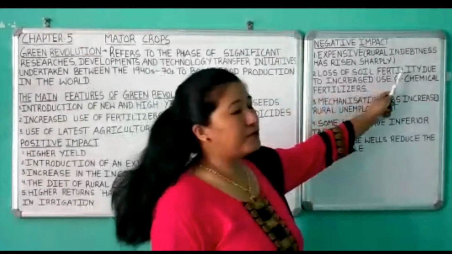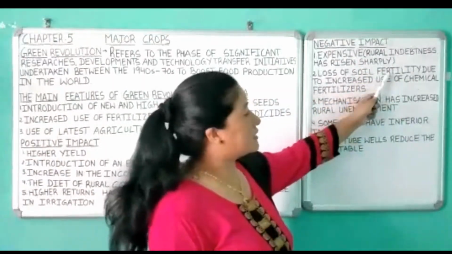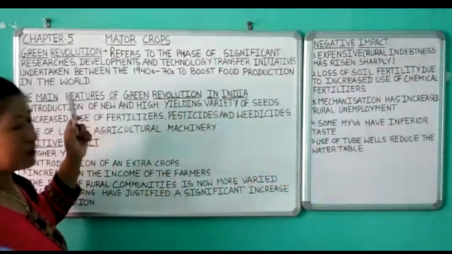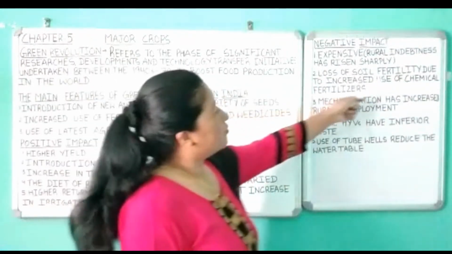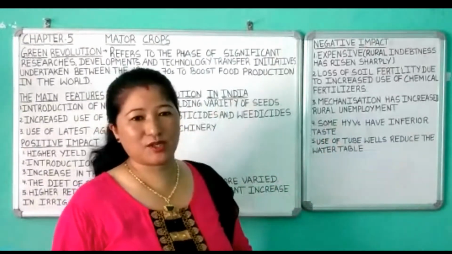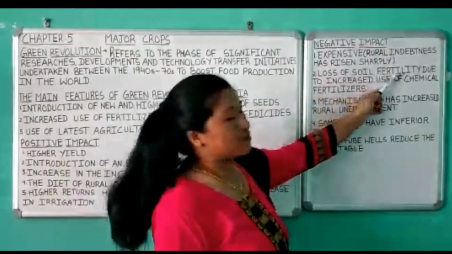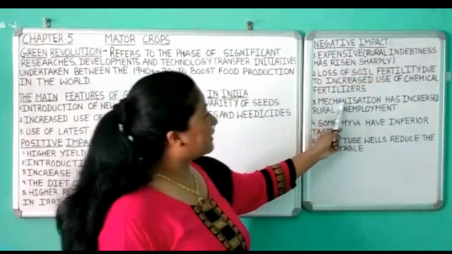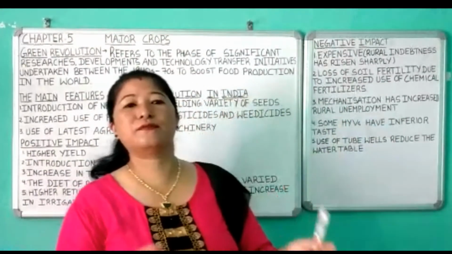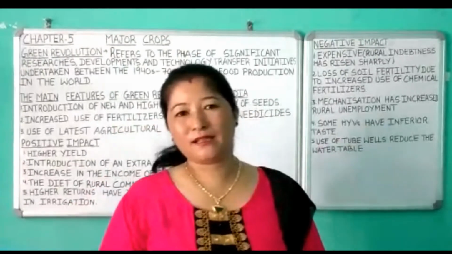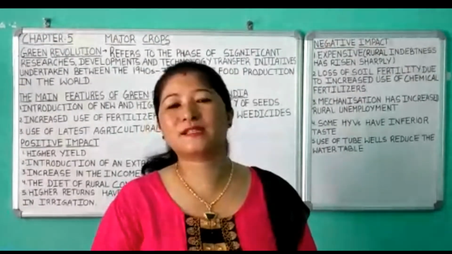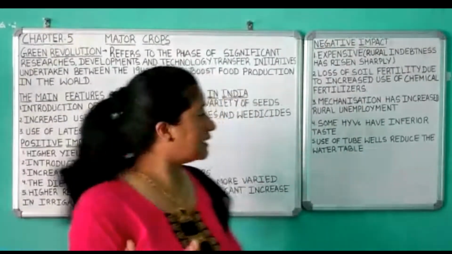Number two, loss of soil fertility. How was there a loss of soil fertility? Due to excessive use of chemical fertilizer. That was one of the main features of Green Revolution, isn't it? They were asked to use more chemical fertilizer to increase the fertility of the soil and boost production. But what was the drawback? Loss of soil fertility. Then number three, mechanization has increased rural unemployment. It means that most of the work in the farm was done by machines, and therefore the laborers, mostly the landless laborers, were unemployed. That means rural unemployment increased.